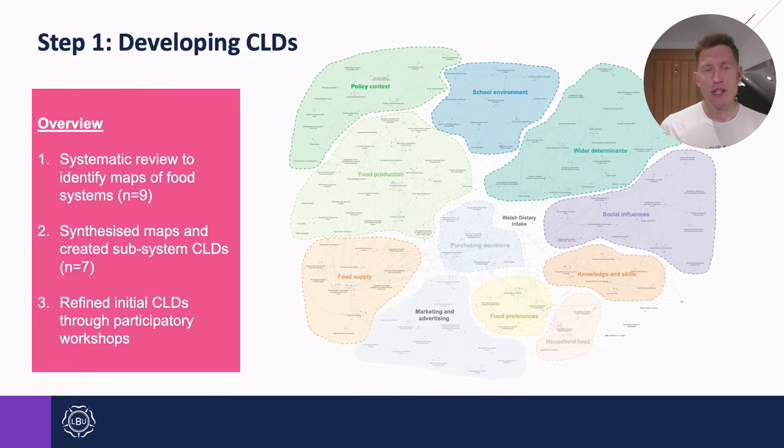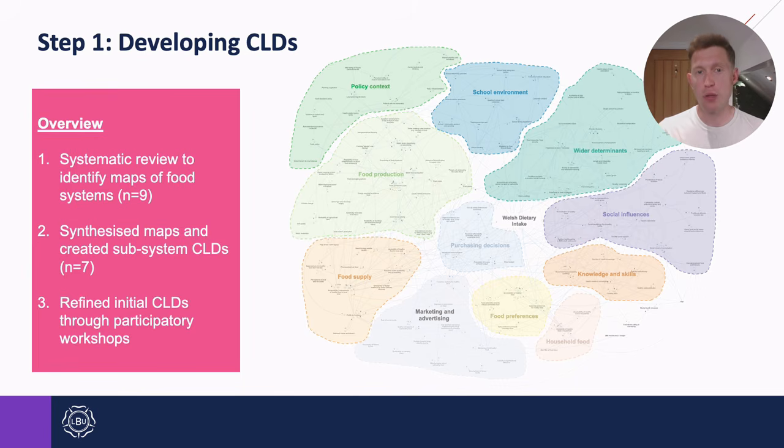So step 1 is all about developing the causal loop diagrams. In the work with the Welsh Government, we developed a baseline causal loop diagram by doing a systematic review of the literature to identify the pre-existing systems maps of the factors that were driving dietary intake in particular population groups. We then took those 9 pre-existing maps and synthesized them all together into one overarching map, which is what you can see on the slide here at the moment.